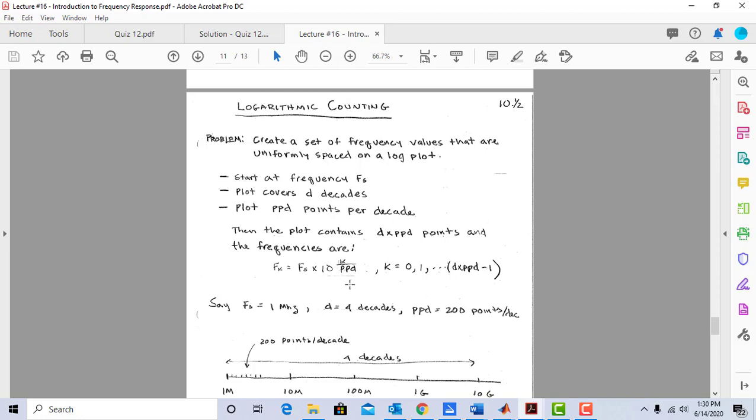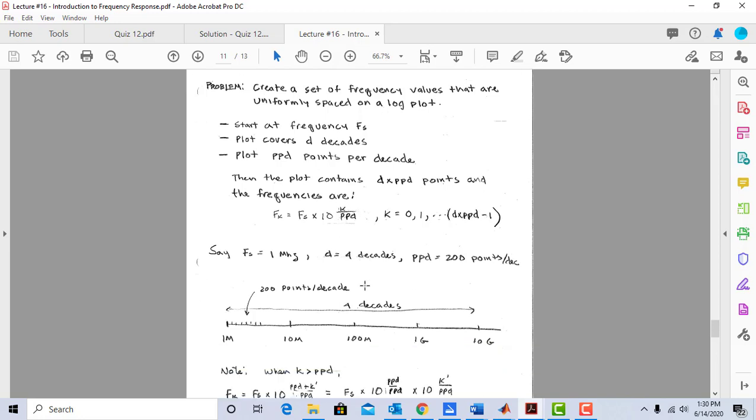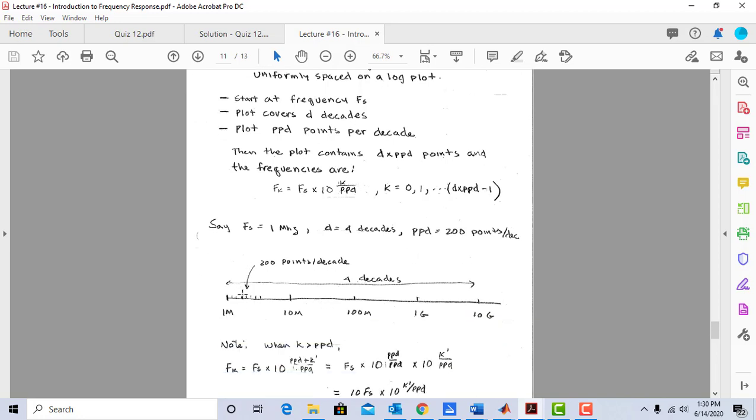So you can see that what's going up linearly is my exponent. So this is going to give me a nice uniform set of points on a log plot. Let's say we're going to start at a megahertz. We're going to display 4 decades: 1, 2, 3, 4 decades. And I'm going to plot 200 points per decade.